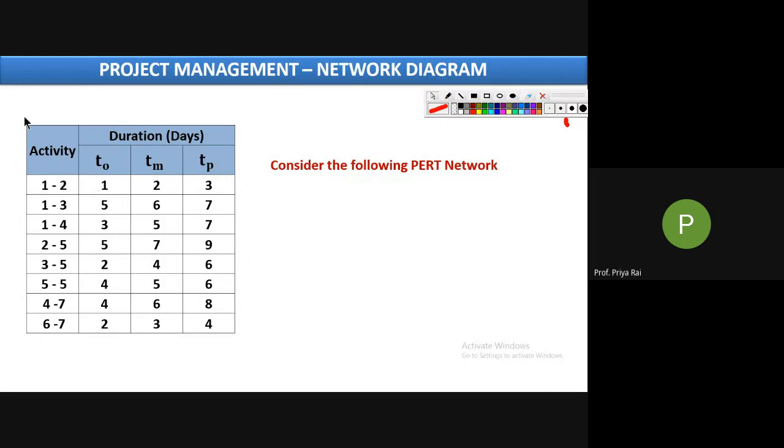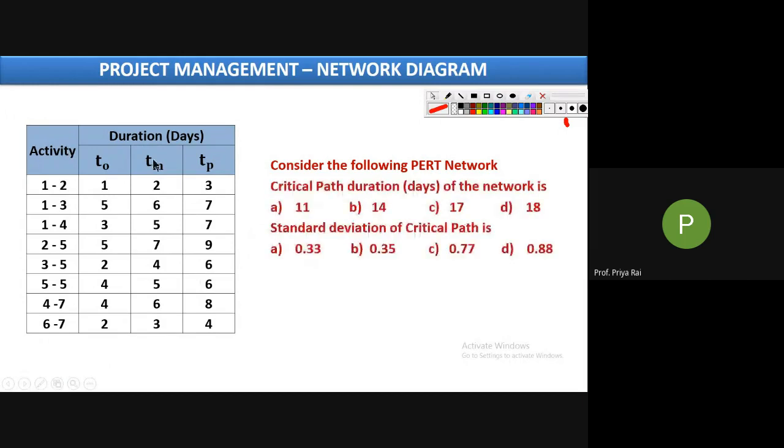From this network diagram or this table, they are asking us to calculate the critical path duration of the network, choose the correct option, and also calculate the standard deviation of the critical path, sigma CP. So we have to choose the correct option. What will be our first step?